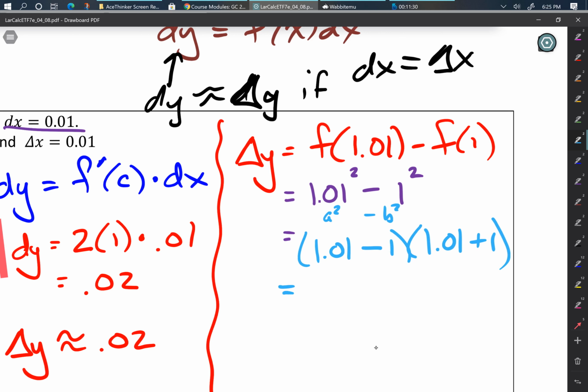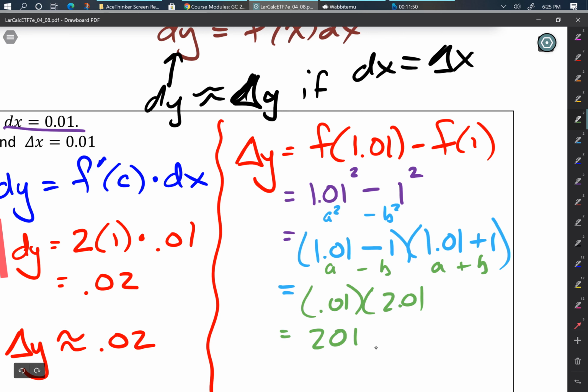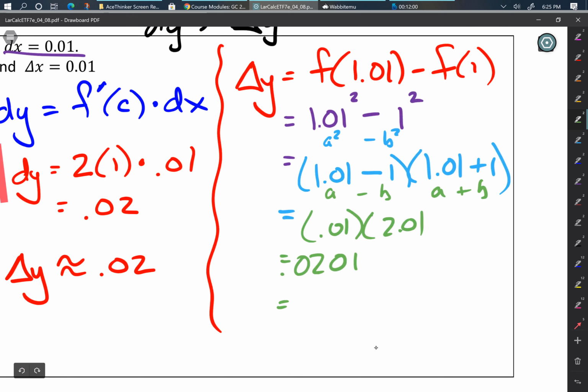A squared minus b squared is a minus b times a plus b. Do you see a minus b sitting there and a plus b sitting there? Okay. 1.01 minus 1 is 0.01 times 2.01. Well, 2.01 times 1 is 201. And then I need how many decimal places? So 1, 2, 3, 4. 0.0201.